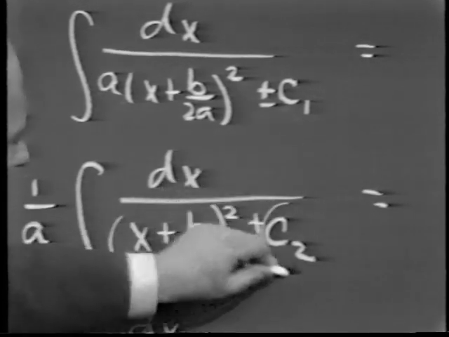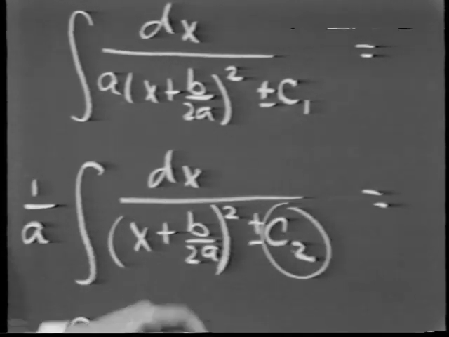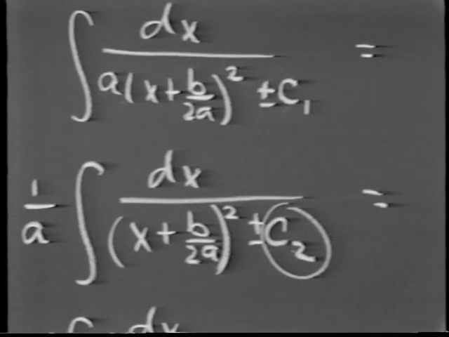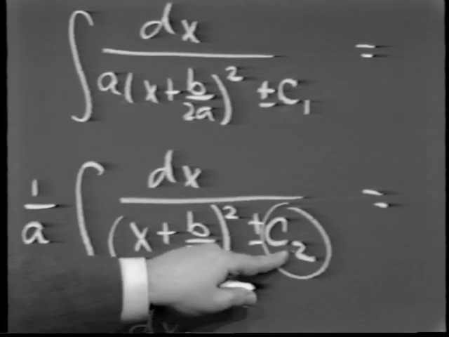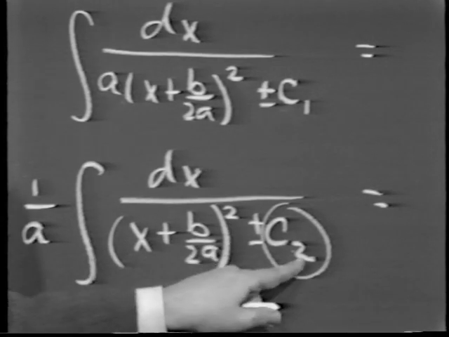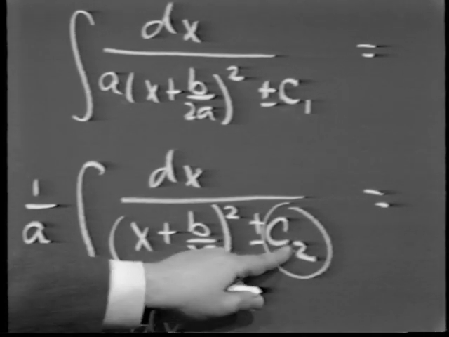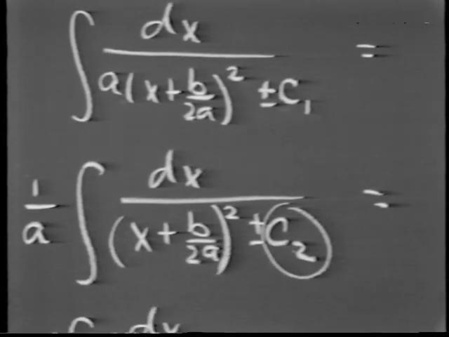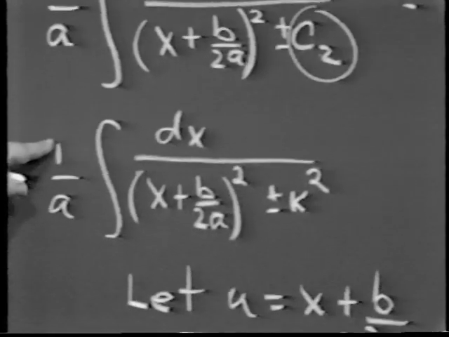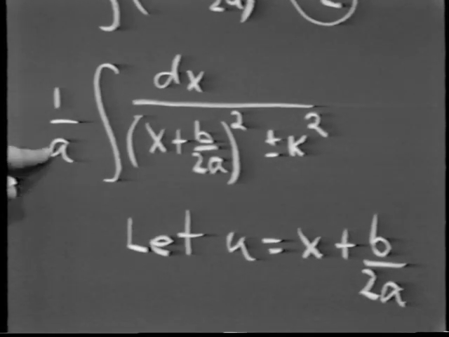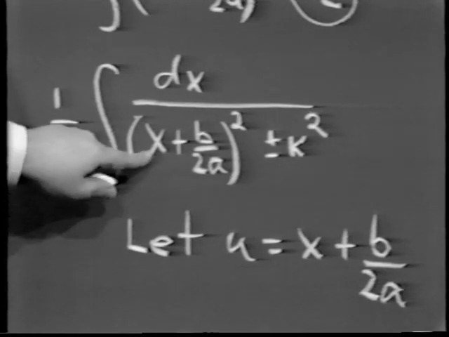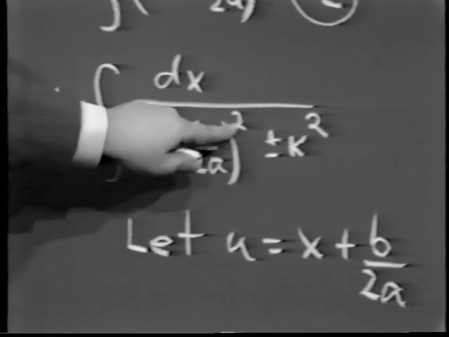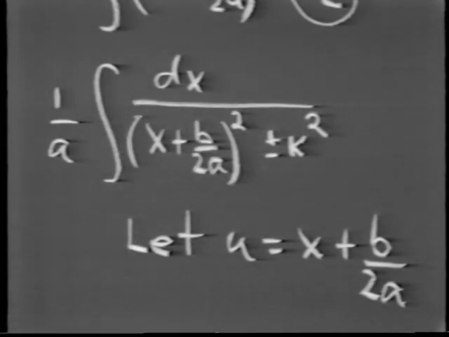Now, if I assume that c2 is a positive constant, notice that any positive number is a perfect square. Namely, it's the square of its square root. And again, as I say, with the exercises, this will become clearer when we work with specific numbers. But the idea is what? This is some perfect square, which I'll call k. And in other words, this integrand can now be written in the form 1 over a dx over x plus b over 2a squared plus or minus k squared.